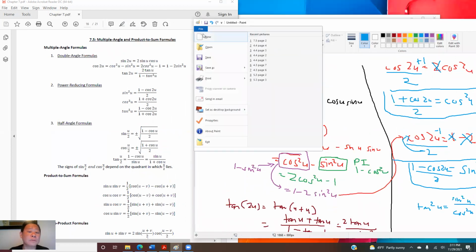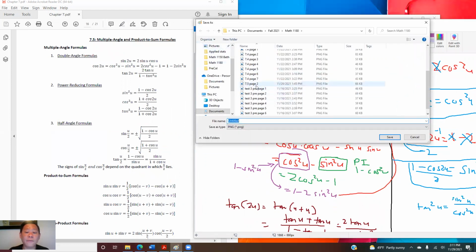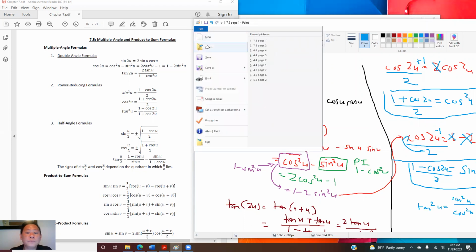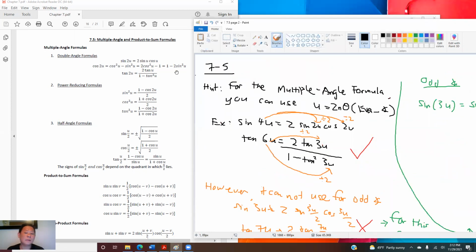However, this is something I want to tell you here: proving this is not tough, but proving something else is difficult. So I will tell you what's going on here. This double angle formula and power reducing formula can be used when you substitute u to become 2n theta. That means you can use this for the even angle.